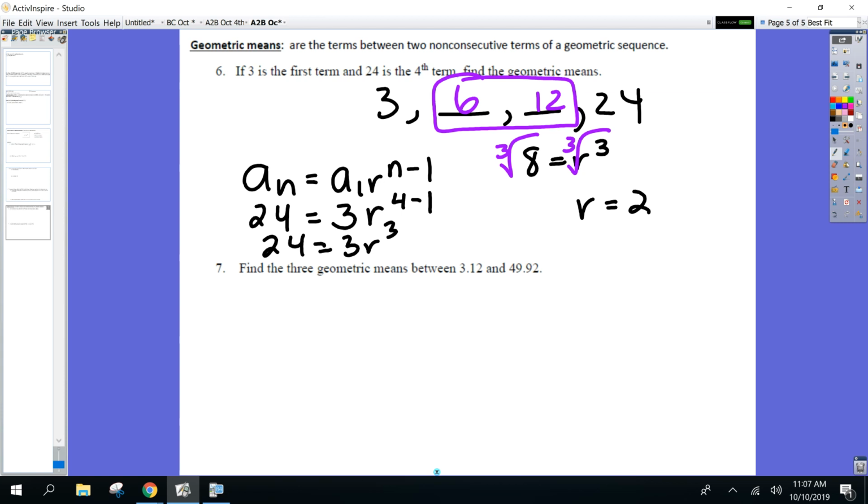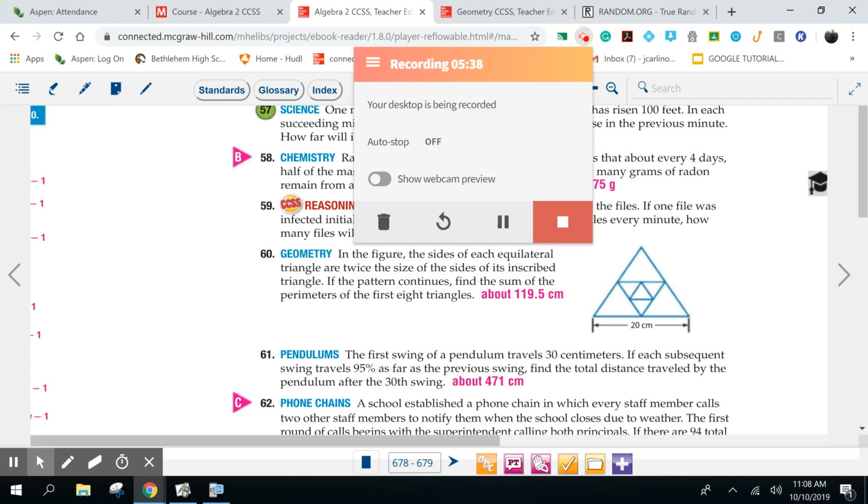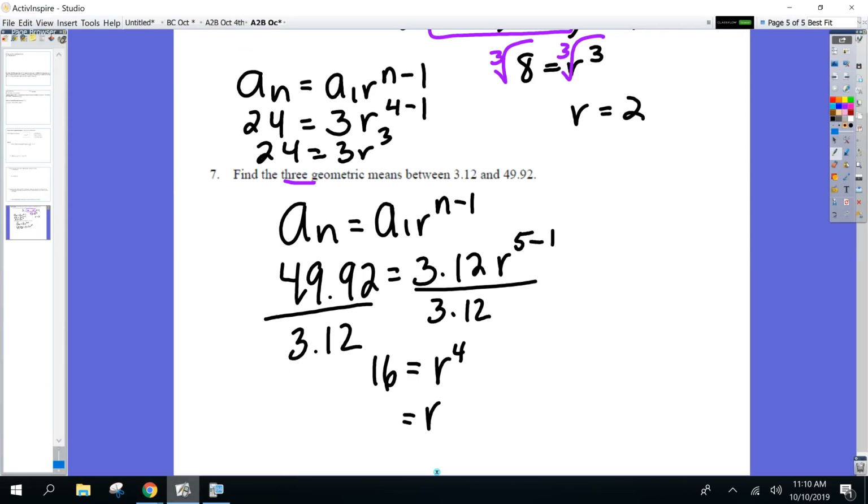But now you're going to find not 2, but 3 geometric means. So make sure you have 3 blanks in between 3.12 and the 49.92. So different numbers getting plugged into your formula sheet. Anybody, because you get down to r to the 4th, we okay on the calculator? That was my only issue.